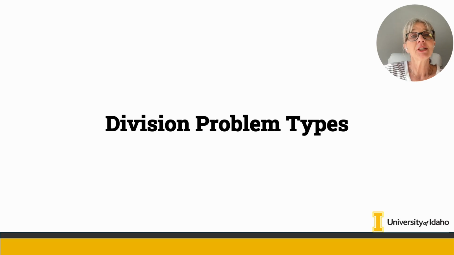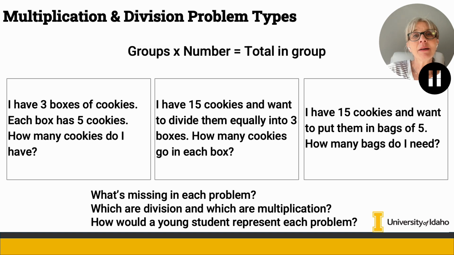When we looked at addition and subtraction, we learned about different problem types: joining, separating, comparing, part, whole. With multiplication and division, there are only 3 problem types. Take a moment here to pause and compare these 3 word problems. What is missing in each? Which are division and which are multiplication, and how do you know? And how might a student represent each problem?